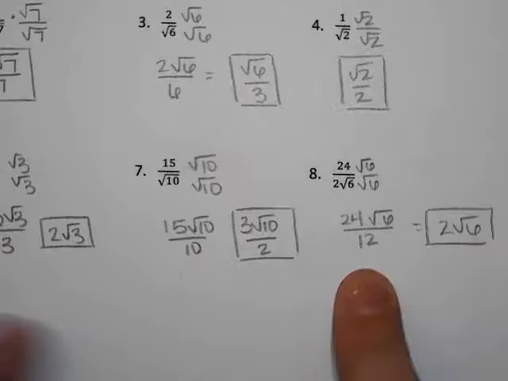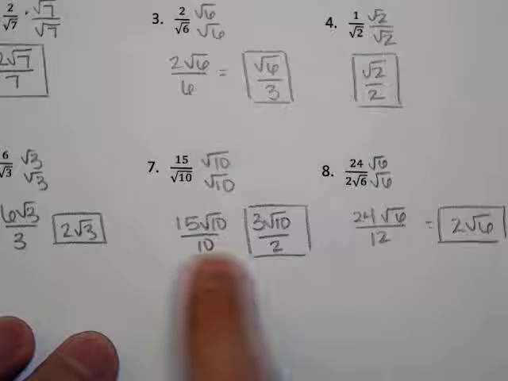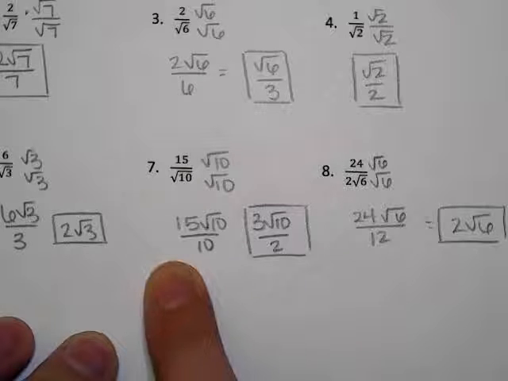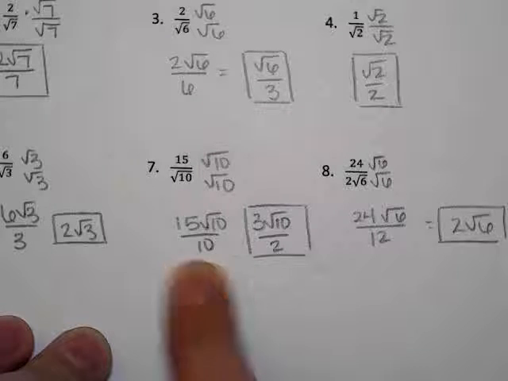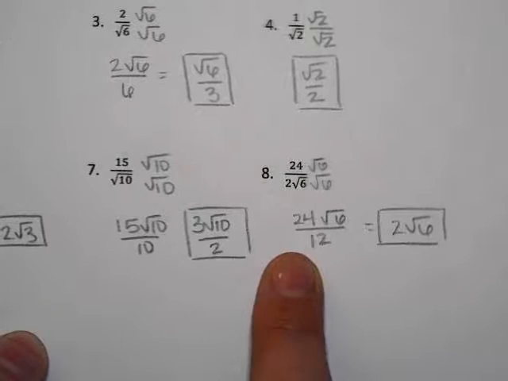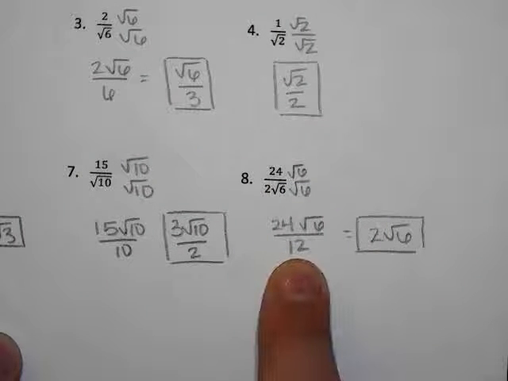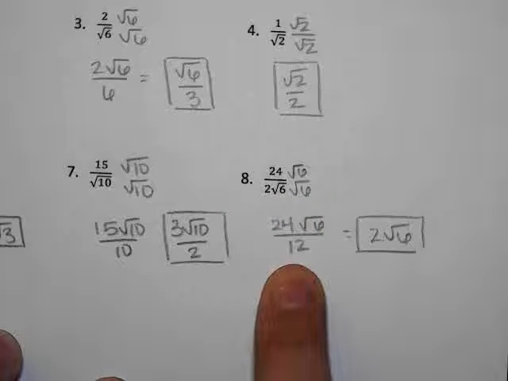Marvelous. All right, and then number 7. Did we get number 7? 15 over 10, that fraction. Everyone got that? And then number 8, the curveball. Everyone know how I got the 12 on the bottom? So root 6 times root 6 is 6. 2 times 6 is 12.